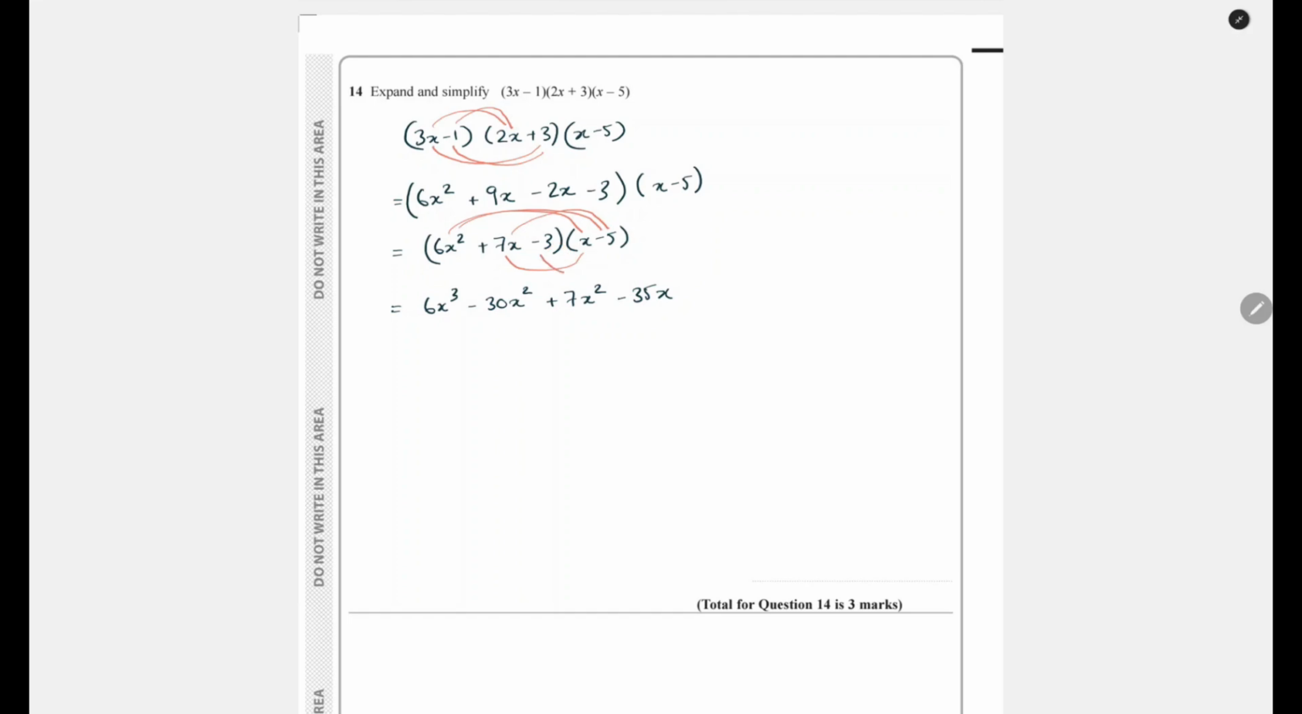And then we've got the minus 3 to deal with. Minus 3 multiplied by x gives us minus 3x. And minus 3 multiplied by minus 5 gives us a positive 15. We then need to just collect the like terms. So 6x cubed, we have minus 30x squared and a plus 7x squared that gives us minus 23x squared. And then we have a minus 35x and a minus 3x that gives us a minus 38x and then a plus 15. And that is our expression expanded and simplified.